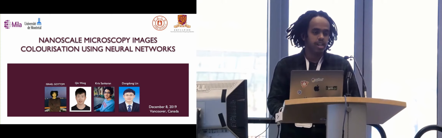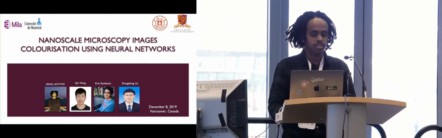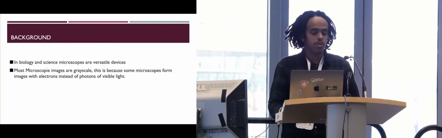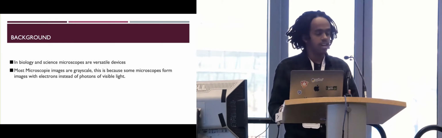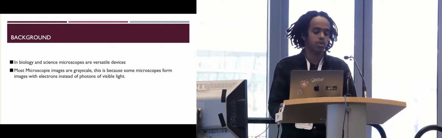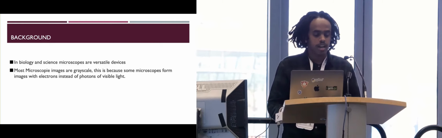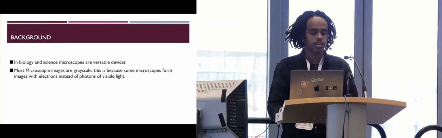So this work is mainly about nanoscale microscopy image colorization using neural networks. Mostly in biology and science, it's very important to have microscope devices. Microscopes are very important. They help us to see nanoscale or microscale objects.